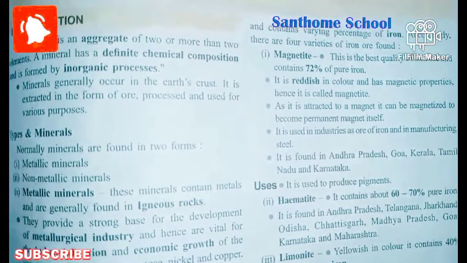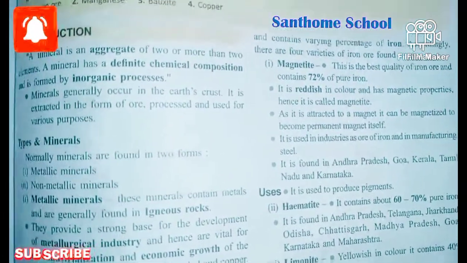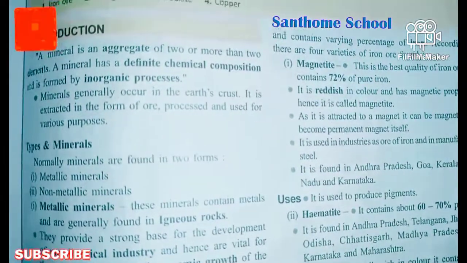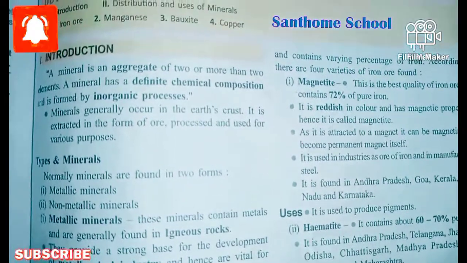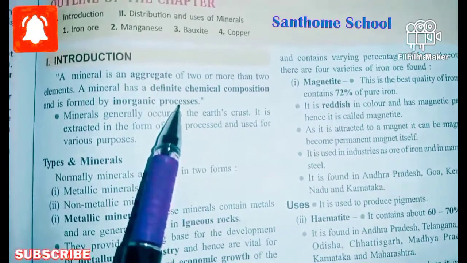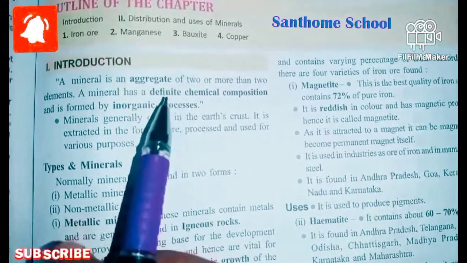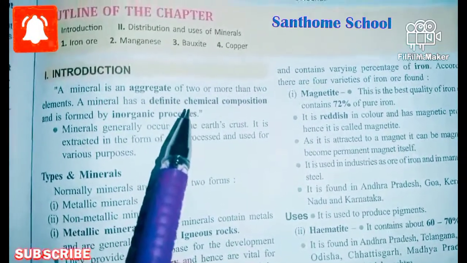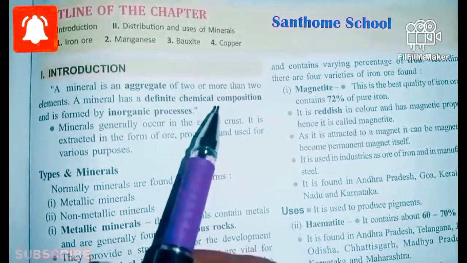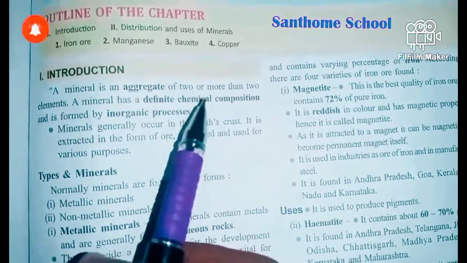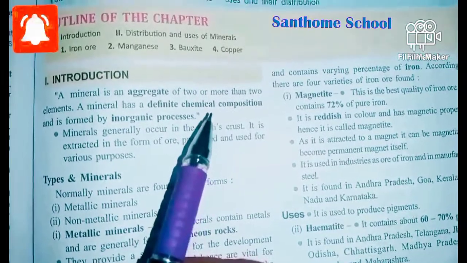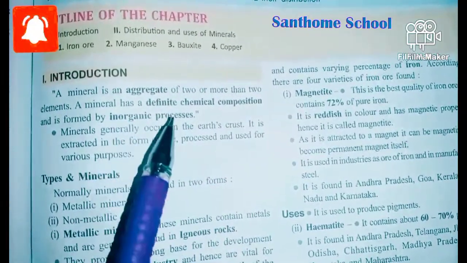A mineral is an aggregate of two or more than two elements. A mineral has a definite chemical composition and is basically formed by inorganic substances. In other words, if you try to understand, this means only one type of chemical composition is mostly available in a mineral. It may be iron, it may be silica, it may be lime, etc. And it is mostly formed by inorganic processes.